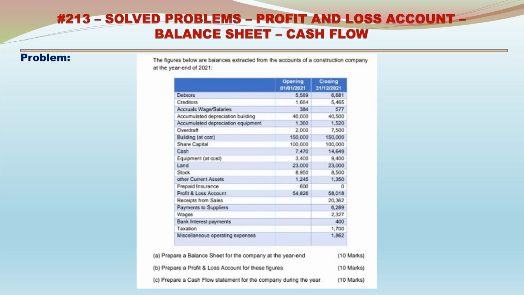Other current assets 1,245, 1,350. Prepaid insurance 600 and nil. Profit and loss account 54,826 and 58,018.